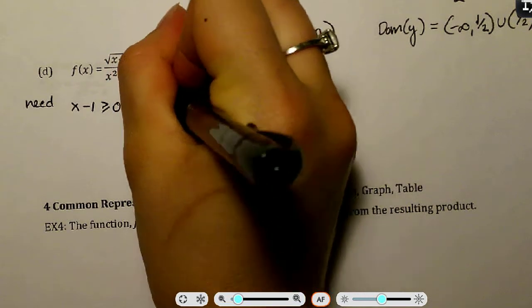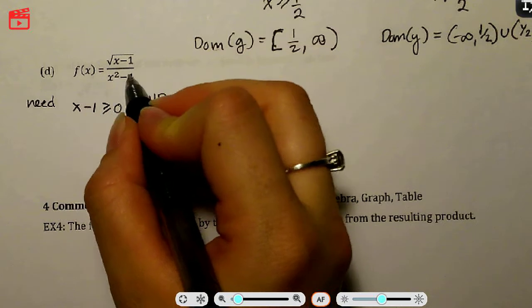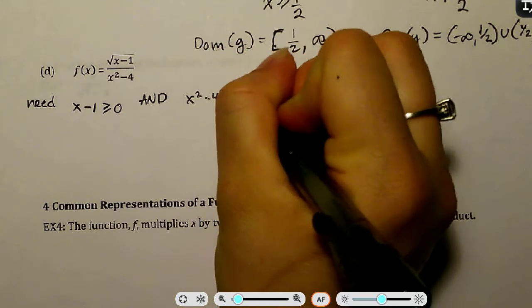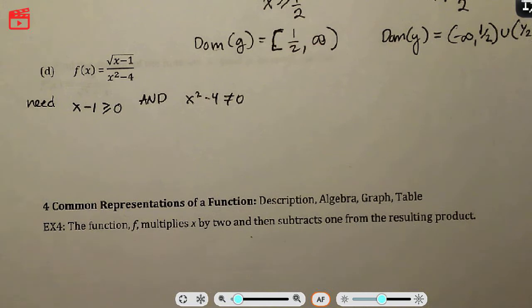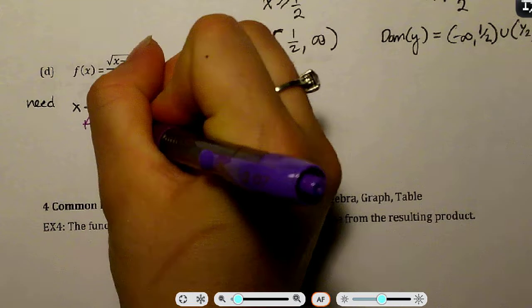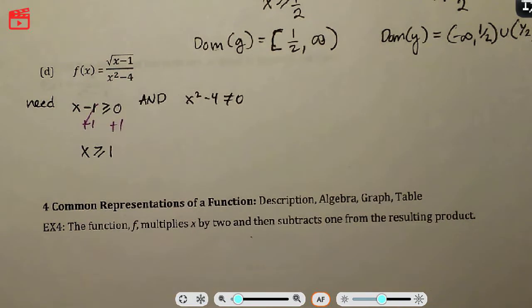And I have one other restriction. I need this value to not equal 0 in the denominator. So x squared minus 4 can't equal 0. Okay, so I'm going to go ahead and solve both of these. Add the 1 to both sides. Okay, so x needs to be greater than or equal to 1.